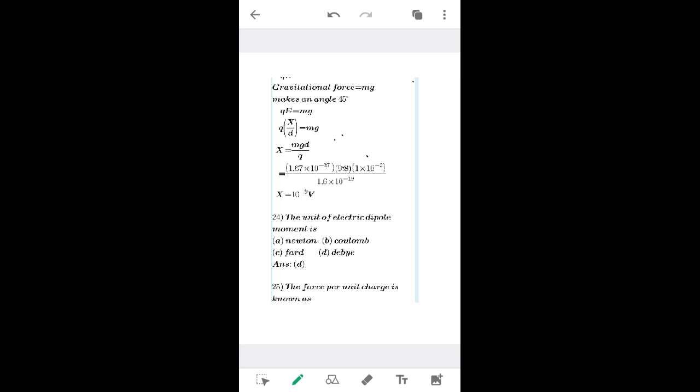What is the mass of the proton? 1.67 into 10 raised to minus 27, into G, which is 9.8, and D is 1.1 into 10 raised to minus 2. It is given in centimeter, so convert into meter, 10 raised to minus 2. Divided by the charge, 1.6 into 10 raised to minus 19. So what we get is 10 raised to minus 9 volt.